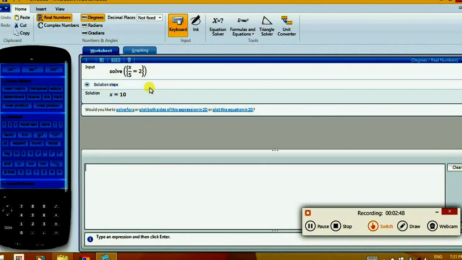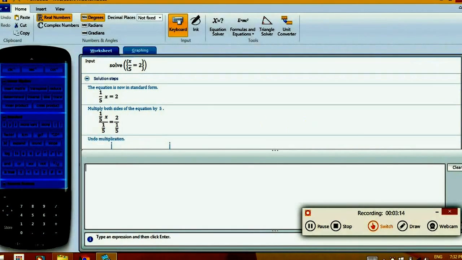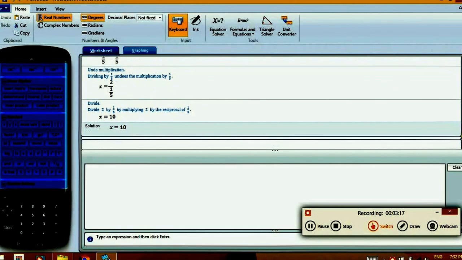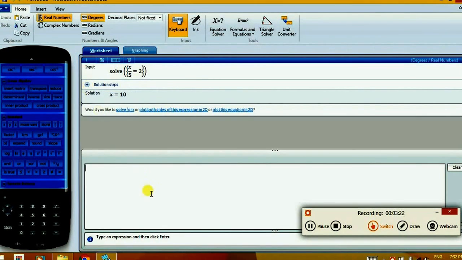So we get x equal to 10. Then as we can see there, if we go closely to this, we have 3 options, like solve for x, plot both sides of the expression 2D, or plot this equation 2D. Also we have an option of solution steps. So like the equation now in standard form, 1 by 5 into x equal to 2, and then it solves just like a class 3 mathematics student will solve, but we will not do that. So solution steps are not very important except the cases in which we need to see the solution steps.